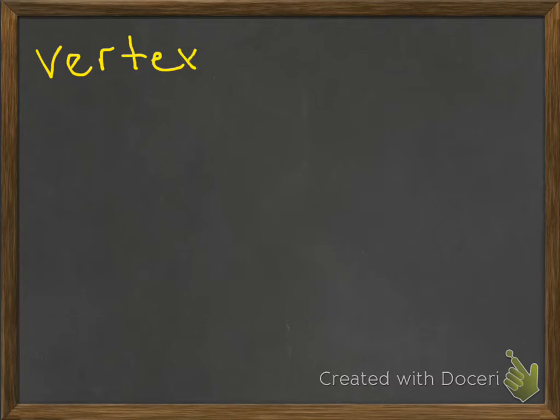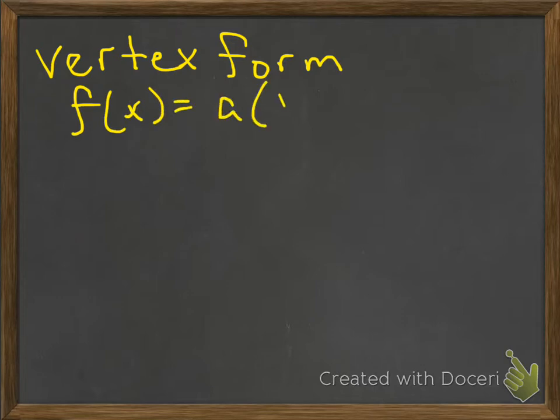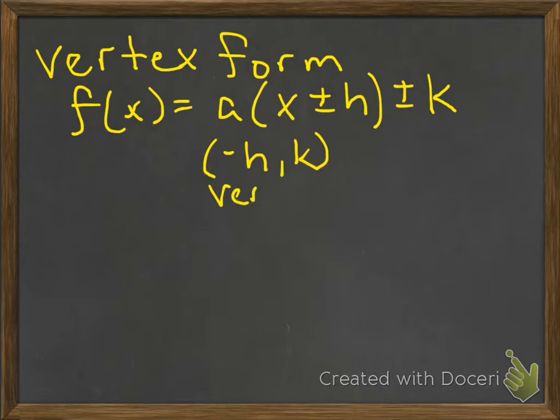The vertex form is, again, you've seen this before. This is where we do f of x is equal to a, parentheses, x plus or minus h, close it, plus or minus k. And again, there should be a square outside the parentheses. I think I forgot to put it on, but it'll be added in a second. And again, remember, the vertex is the opposite of the number inside the parentheses, comma, the number outside the parentheses. The number that's in the very front is your a. That's what's going to give us the vertical stretch or vertical compression.